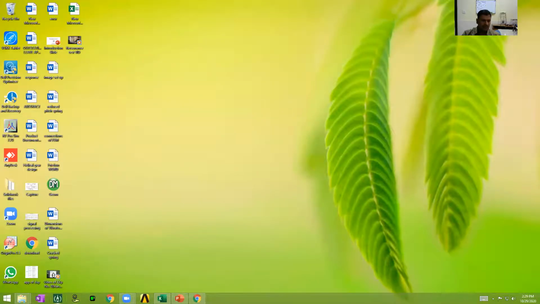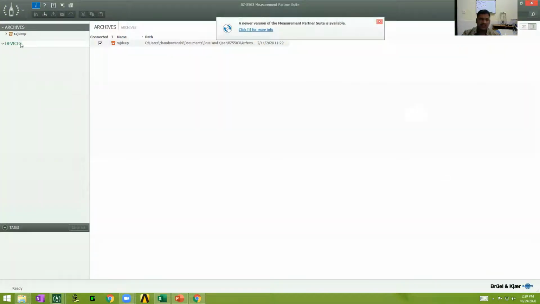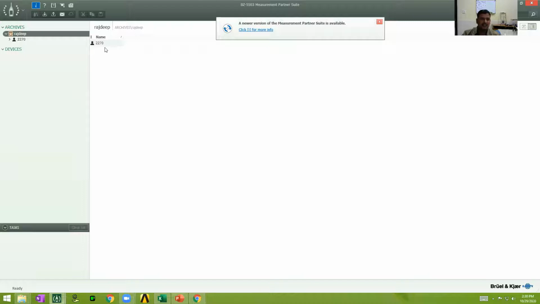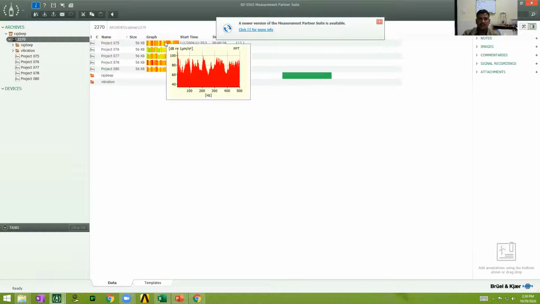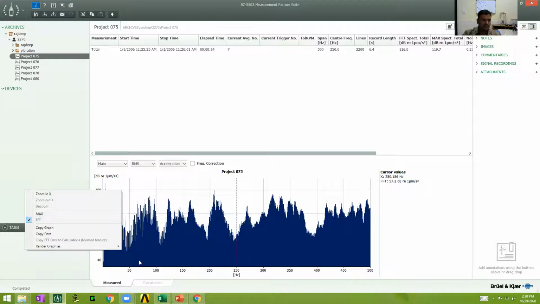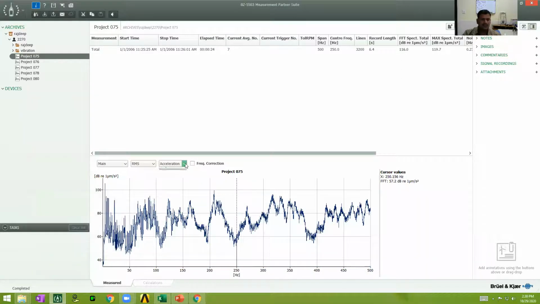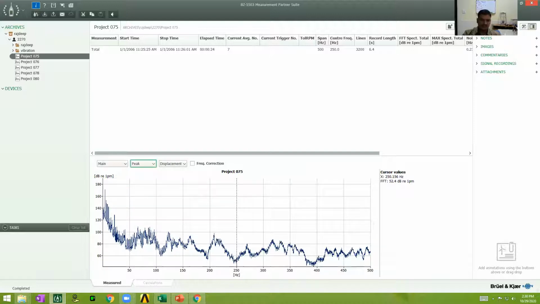For this, we connected our handheld analyzer to our system software, and I have already saved the data and kept it in the archive. These are all the data I have taken. Now when I open this, I can take any one data. I'll take this graph, and then I can see the data like this. If I want displacement, I can do it like this. And if I want, instead of RMS, the peak value, I'll do that.